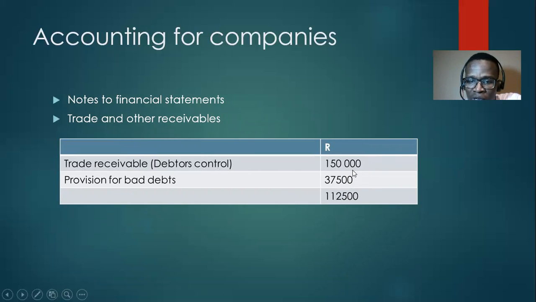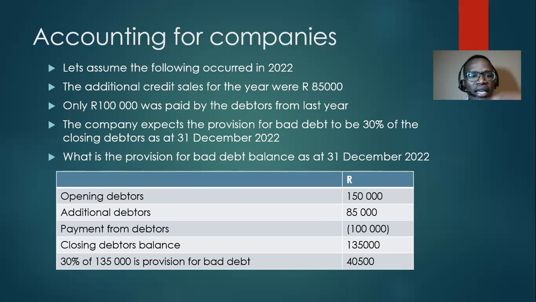Remember last year we said they made 150,000 credit sales. They made a provision for bad debt of 37,500. Then the net debtors control is going to be 112,500. Right? So what happened in 2022? The company made additional credit sales of 85,000 during this year. Then we are told that only 100,000 was paid by the debtors from last year. So of those 150,000, 100,000 was paid from the last year balance.